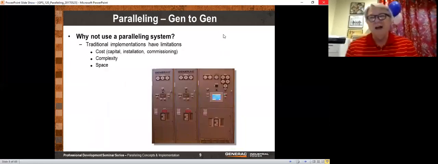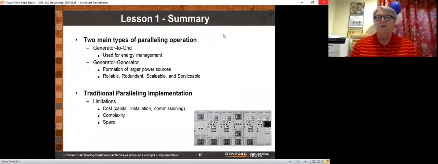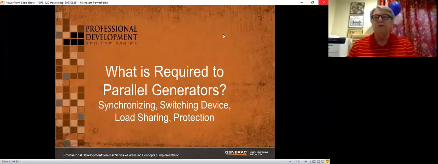So why would you not want to use a paralleling system? Well, you're looking at it. Typically, parallel generators are very expensive. They are very difficult to start up. They're very difficult to maintain. Complicated systems. And we will talk about that in just a moment. So there's your summary of the first part of this presentation.